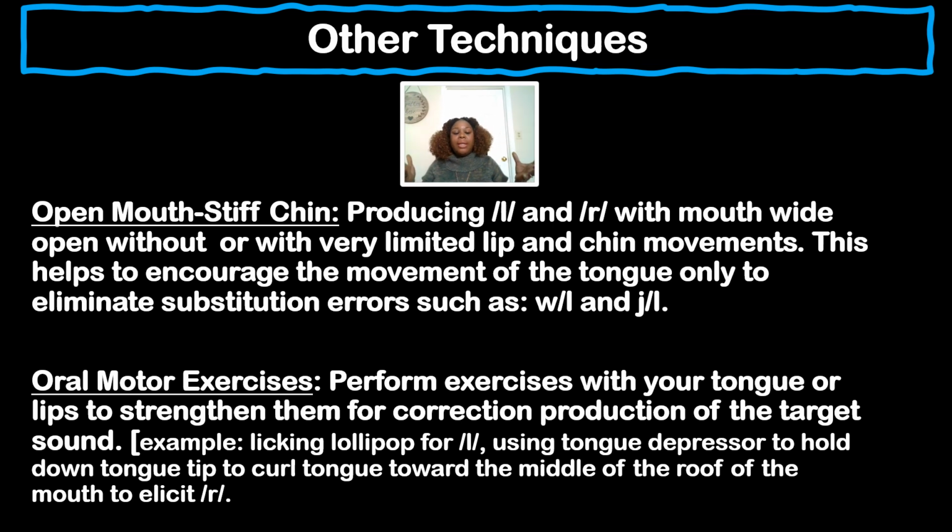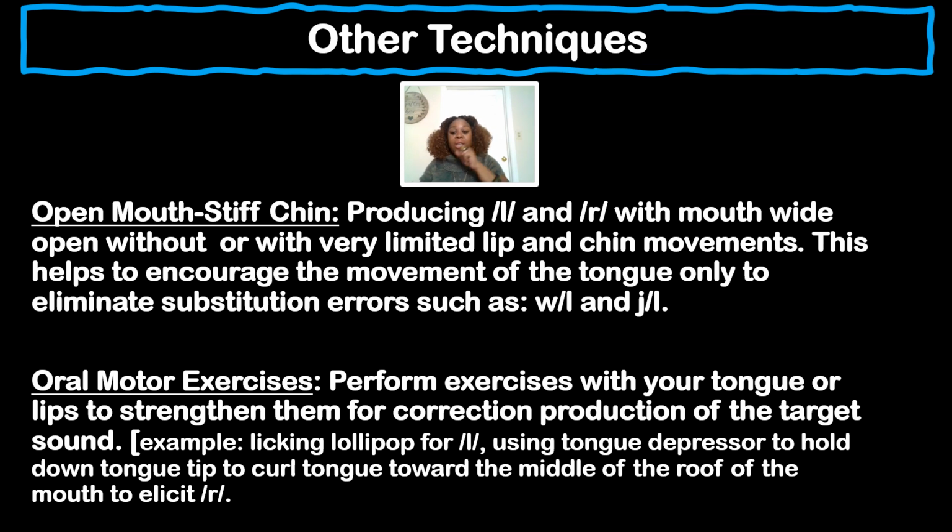And last but not least, oral motor exercises. You perform these exercises with your tongue or your lips to strengthen them for correct production of the target sound. For example, licking a lollipop for L. You can get them to hold the lollipop in front of their mouth and just focus on getting that tongue tip up, because that's the same movement that you're going to make when you're producing the L sound in your mouth.